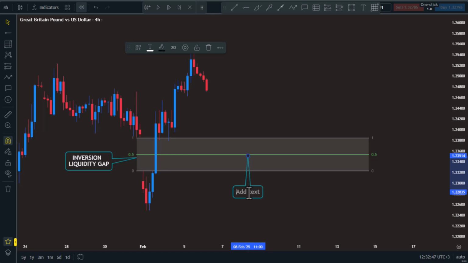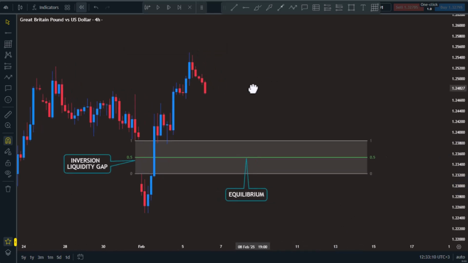In the chart I showed you, you can see this play out perfectly. The initial gap formed with that downward move, the price reversed to fill it, broke the structure, and then retraced to the equilibrium line. It's a textbook example.